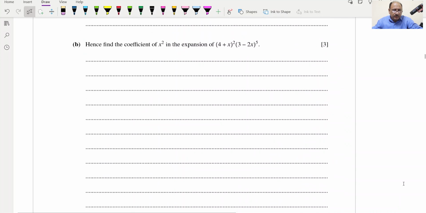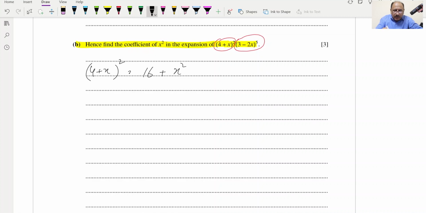Now question B part: hence find the coefficient of x squared. So we have to find the coefficient of x squared in the expansion of this. This part we have already expanded in part A, so we will open the square first. The square of 4 plus x is 16 plus x squared plus 8x, so this will be the expansion of the square.